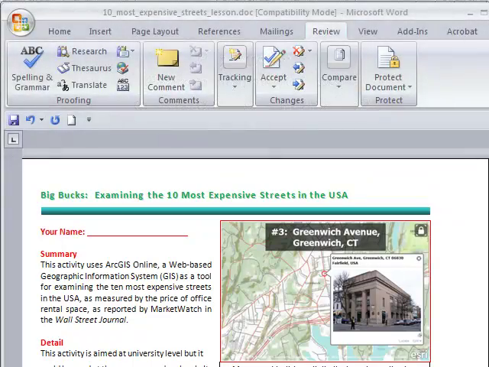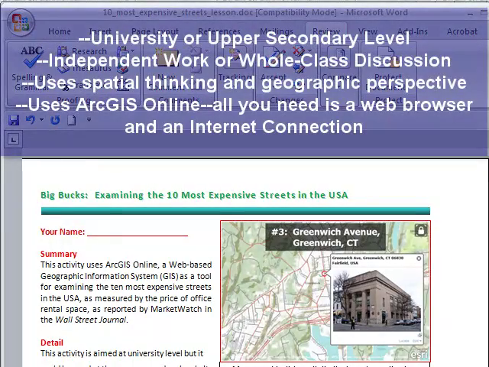This activity is aimed at university level, but it could also be used at the upper secondary level. It can be used as an independent assigned activity to students or in a whole class discussion format. There are 30 questions, and I estimate that it will take about 2 to 3 hours to complete all the questions. It could also be done, of course, in an abbreviated format in one class period.